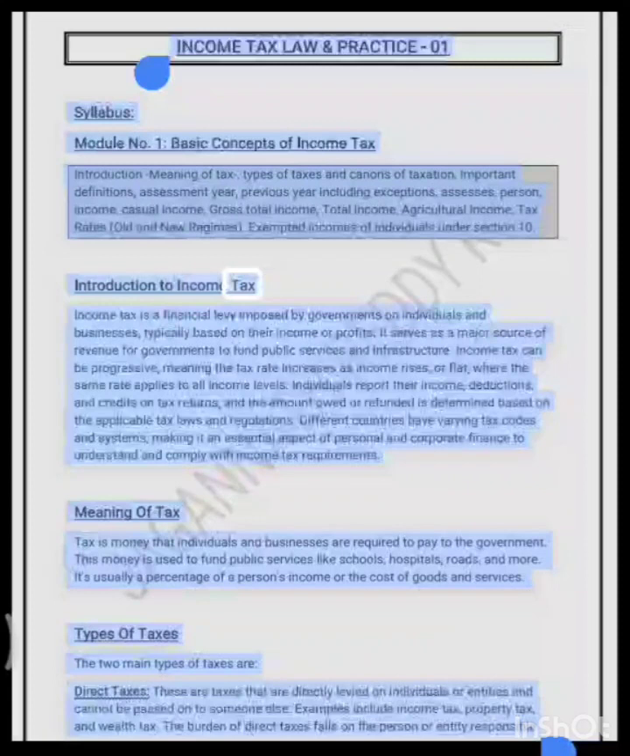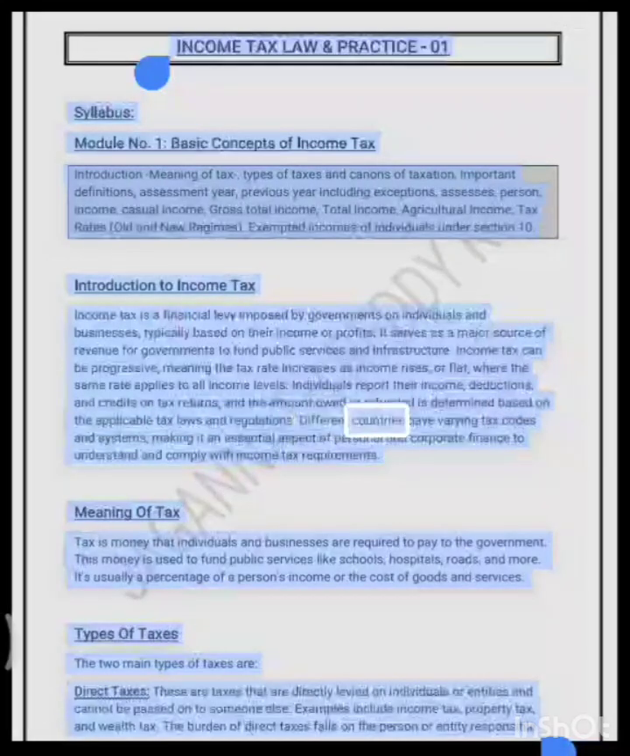Introduction to income tax. Income tax is a financial levy imposed by governments on individuals and businesses, typically based on their income or profits. It serves as a major source of revenue for governments to fund public services and infrastructure. Income tax can be progressive, meaning the tax rate increases as income rises, or flat, where the same rate applies to all income levels. Individuals report their income, deductions, and credits on tax returns, and the amount owed or refunded is determined based on the applicable tax laws and regulations.